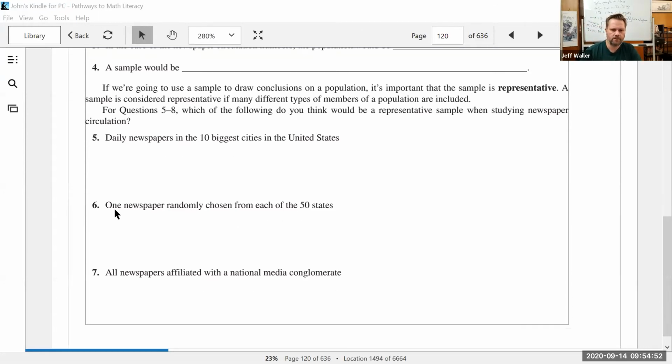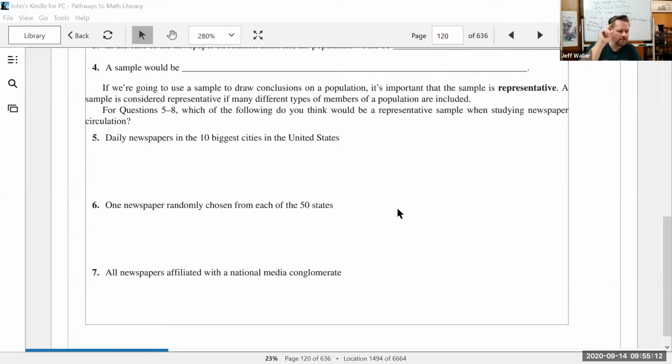What about this one? One newspaper randomly chosen from each of the 50 states. Yeah, that sounds fine. That's better. But why is it still not great? Because it's only 50, one from each state. It's only one. That's the key.